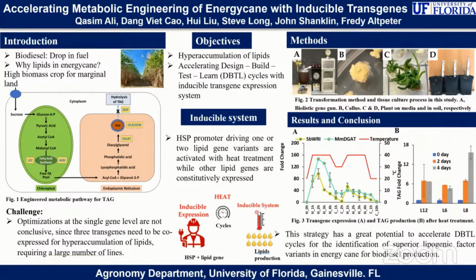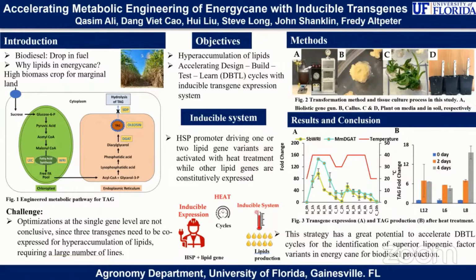In this scenario, an inducible expression system, in which the gene of interest is only expressed in the presence of a specific inducer, is a promising strategy to accelerate the design, build, test, and learn DBTL cycles. So the objective of our study is to explore if we can accelerate this DBTL cycle for hyperaccumulation of lipids in energy cane by using an inducible transposition system.